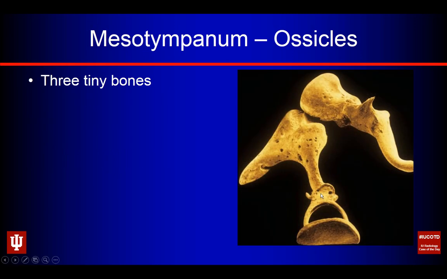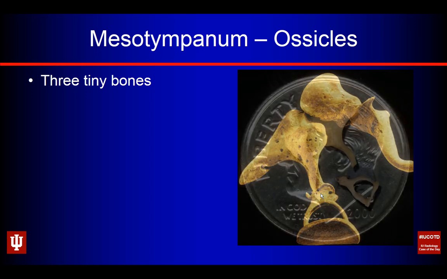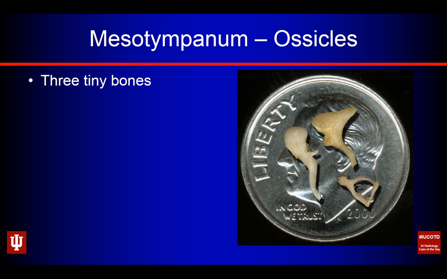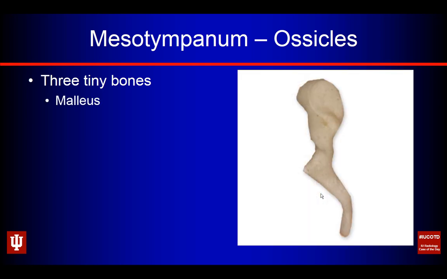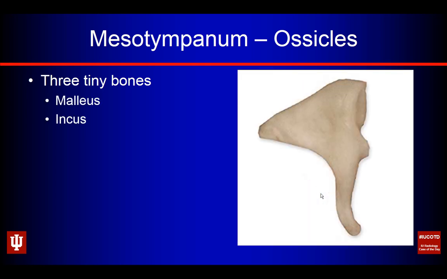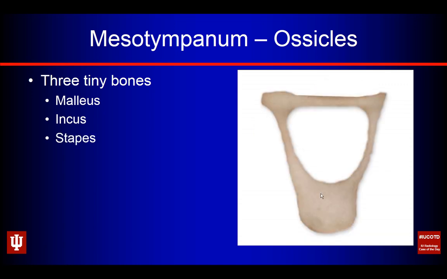Okay, some words about the ossicles. So within the mesotympanum, we have portions of the ossicles, and these are 3 very tiny bones. And don't take my word for it. Here they are sitting on top of a standard issue US dime. You can see these are quite small. We have our malleus, the club. We have our incus, which looks like an anvil. And we have our stapes that looks like a stirrup.